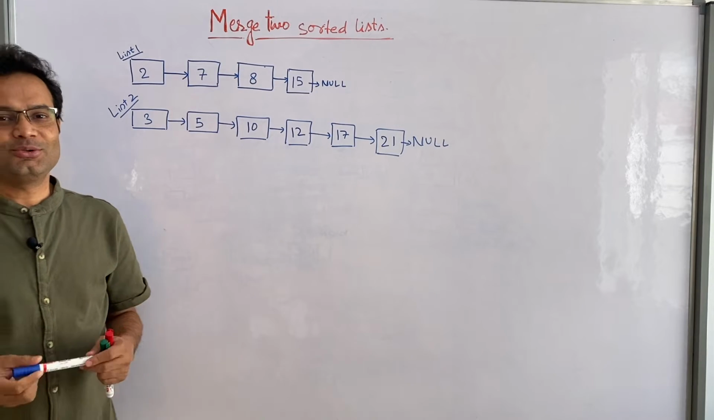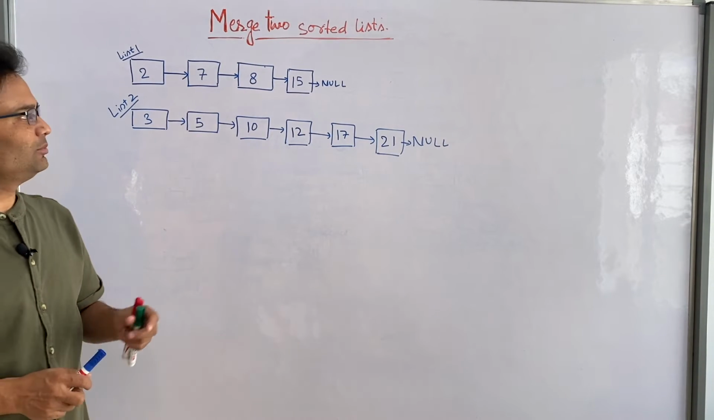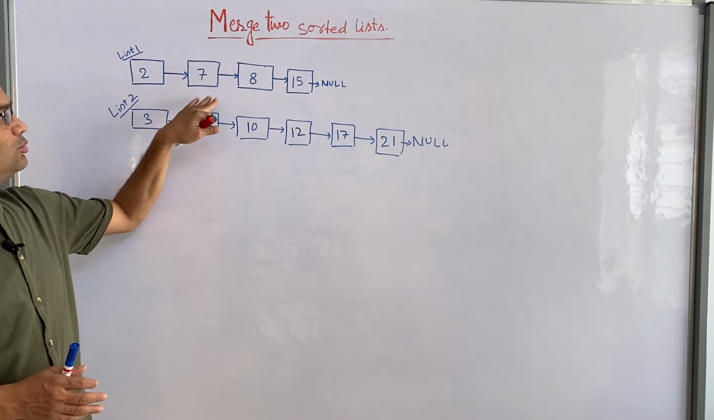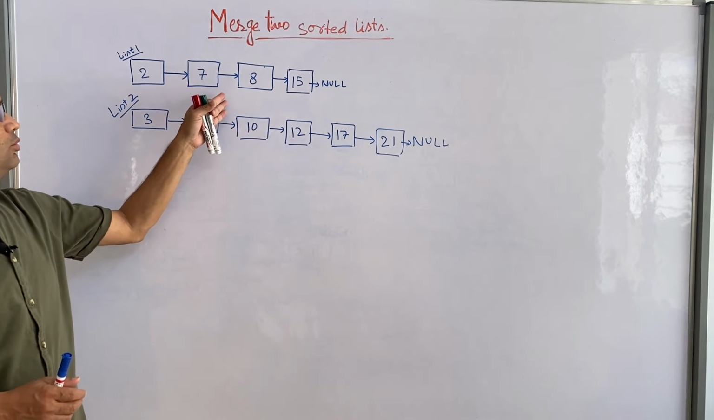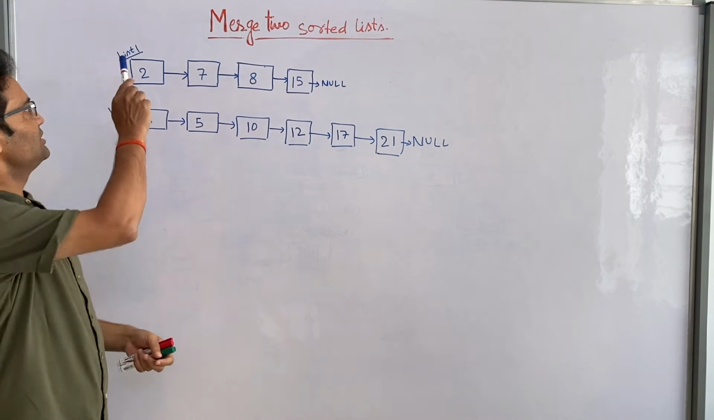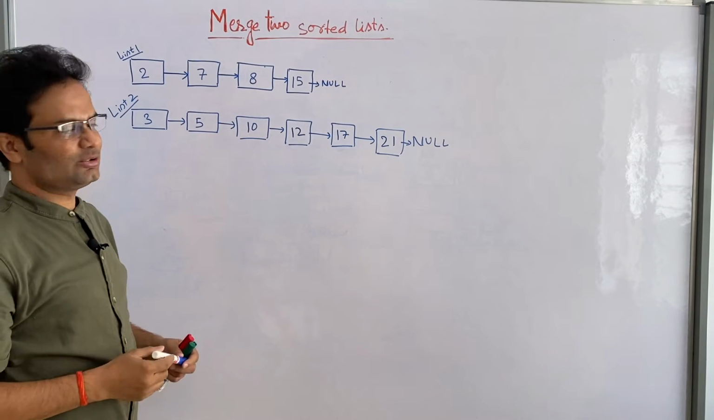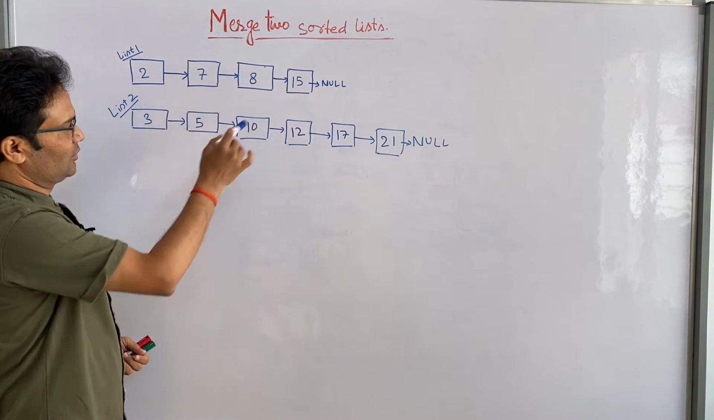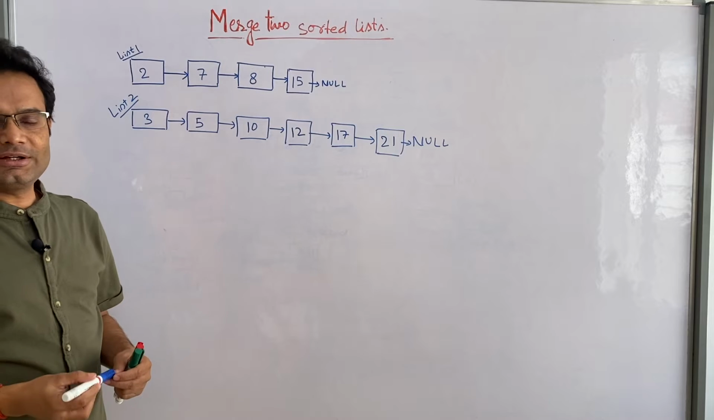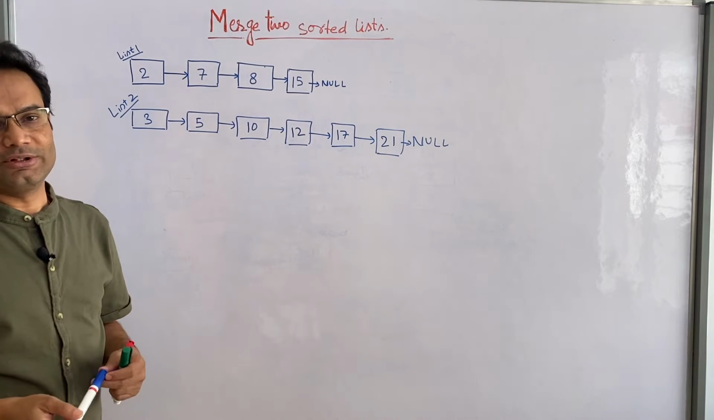So in this video we are going to solve one interesting problem. Suppose you are given two sorted linked lists, list 1 and list 2. If you see, they are sorted in ascending order, and you have to merge these two given linked lists.